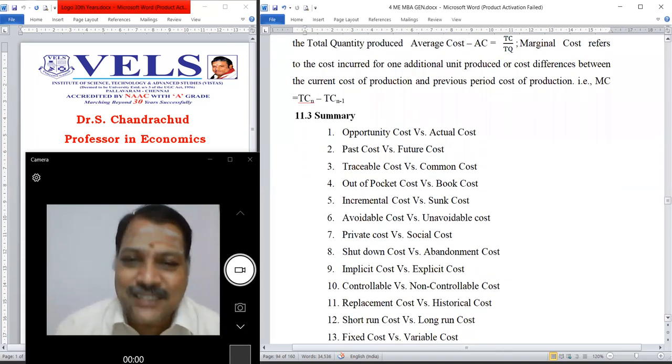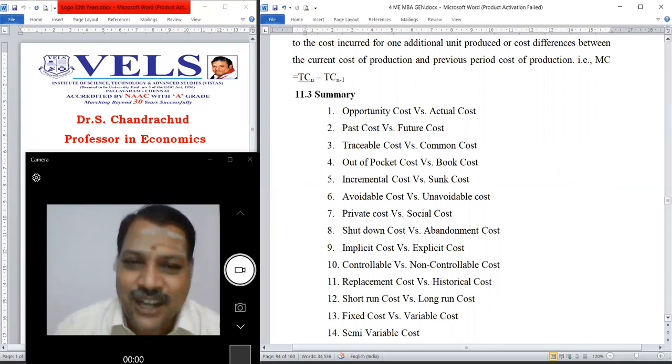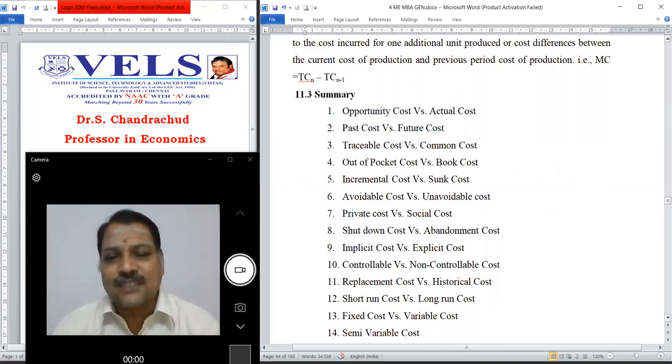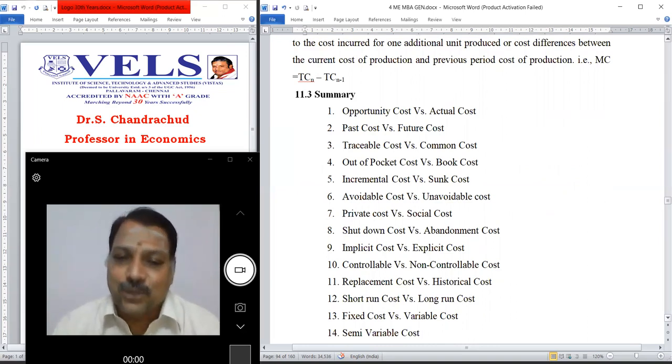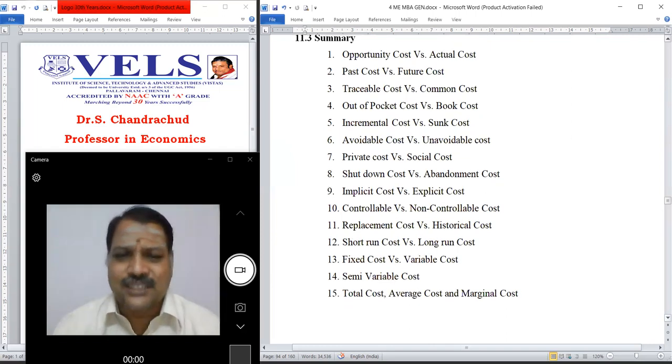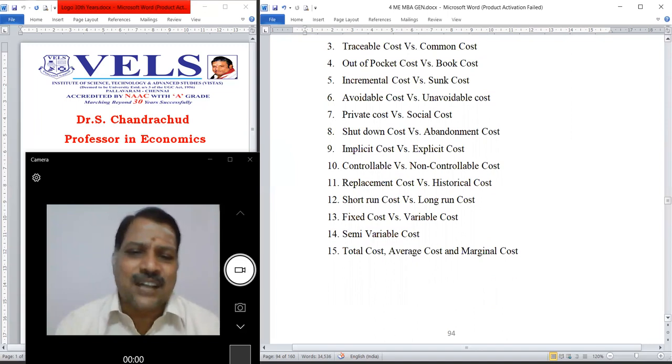Now we can summarize the same 15 different cost distinctions given by Professor Joel Dean. Opportunity cost versus actual cost, past cost versus future cost, traceable cost versus common cost, out-of-pocket cost versus book cost, incremental cost versus sunk cost, avoidable cost versus unavoidable cost, private cost versus social cost, shutdown cost versus abandonment cost, implicit cost versus explicit cost, controllable cost versus non-controllable cost, replacement cost versus historical cost, short-run cost versus long-run cost, fixed cost versus variable cost, semi-variable cost, and total cost, average cost, and marginal cost.